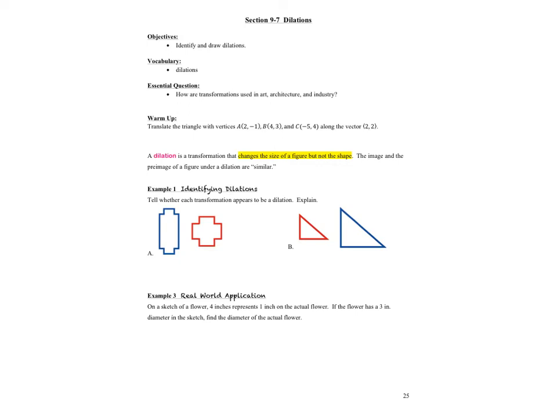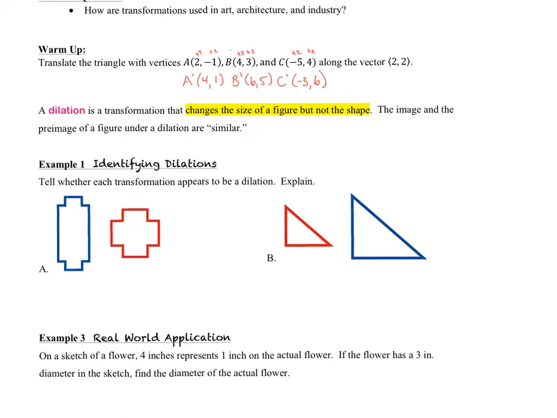This is 9-7 dilations. Try the warm-up and pause the video while you do that. Hit play when you're ready to see the answer. So I added 2 to each coordinate, and I wrote my answer with A prime, B prime, and C prime.